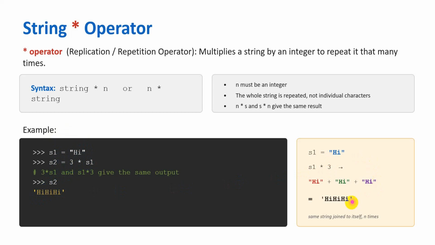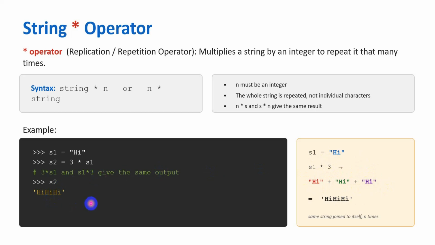What is happening here? s1 is "Hi". s1 star 3 means "Hi" gets concatenated 3 times. So "Hi" plus "Hi" plus "Hi". That's why it is repeated 3 times.